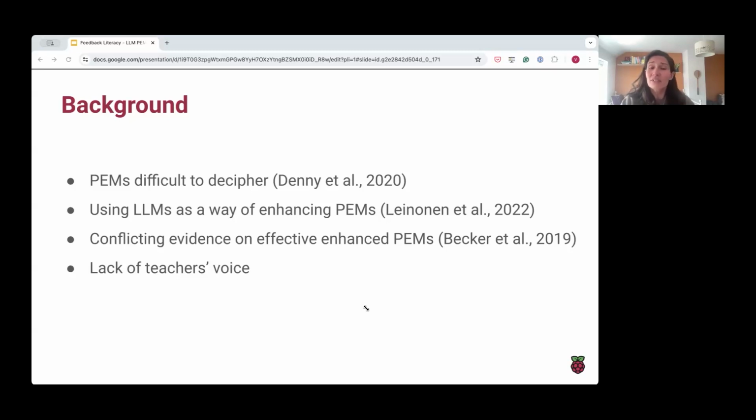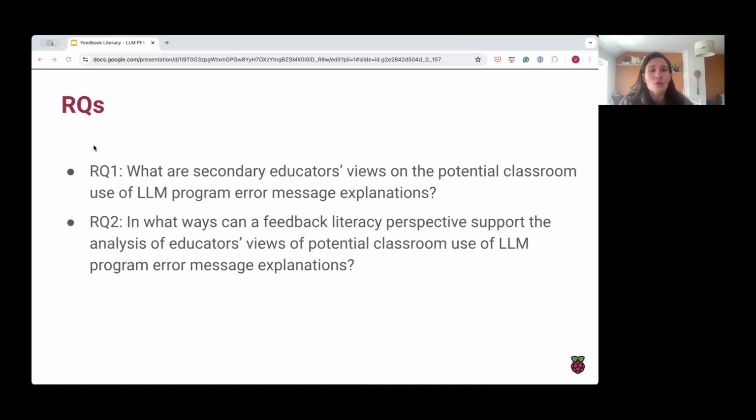And finally, there is a resounding lack of teachers' voices in emerging research to date on ways of integrating large language models into the classroom more generally. So we set out to make a small contribution towards filling that gap and reached out to educators to see what they think of using large language models for explaining error messages and what that might mean for them practically in the classroom. So we asked 2 research questions.